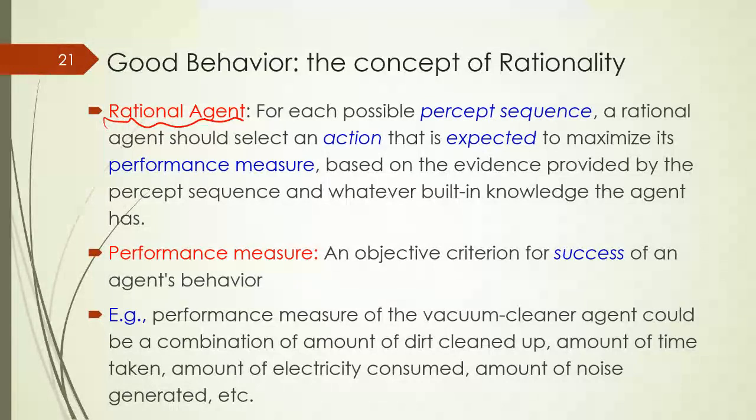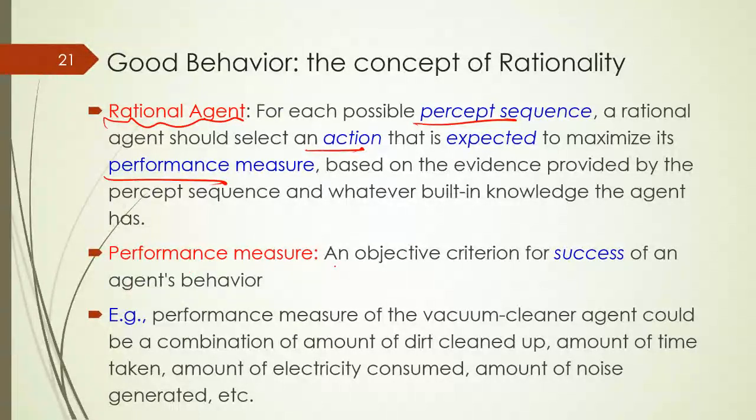A rational agent is the one that, based on perception sequences, takes actions to make the performance better, to maximize the performance. So percept, action, and performance. The concept of expected will be explained later. What do you mean by expected? But here, just consider perception, action, and performance.